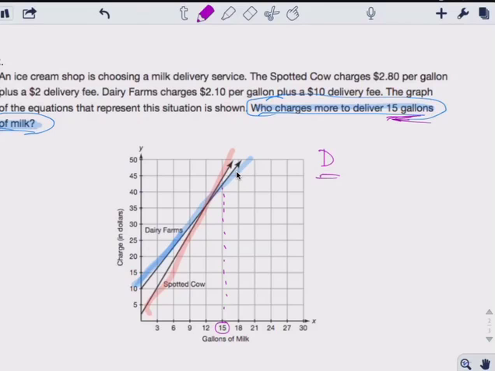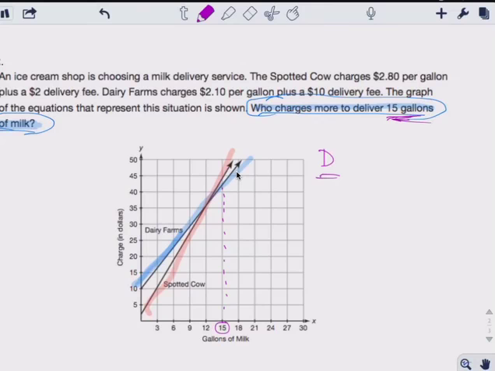Okay, this line I hit first. Who does that belong to? Dairy Farm or Spotted Cow? What color is it? Blue. What is Dairy Farm? Blue.